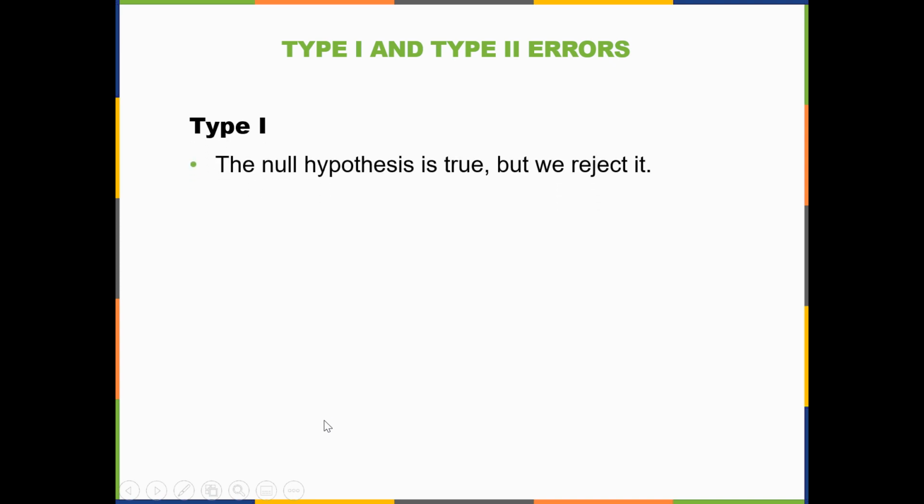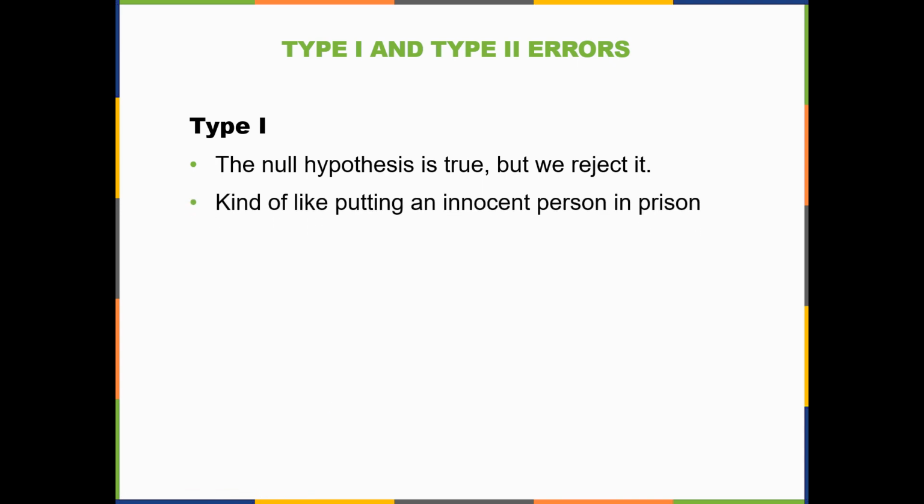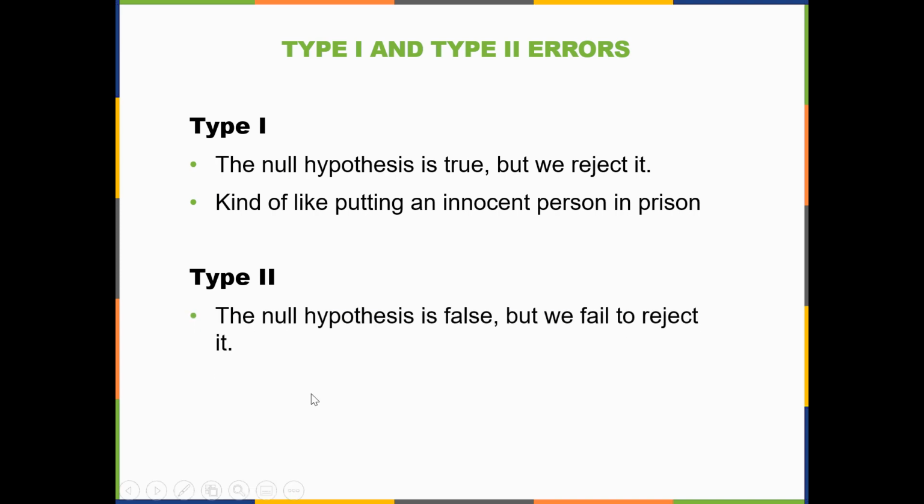In this video, we'll learn about type 1 and type 2 errors. A type 1 error is the null hypothesis being true, but we reject it. This is kind of like putting an innocent person in prison. Type 2 would be if the null hypothesis is false, but we failed to reject it. This would be kind of like not putting a guilty person in prison.